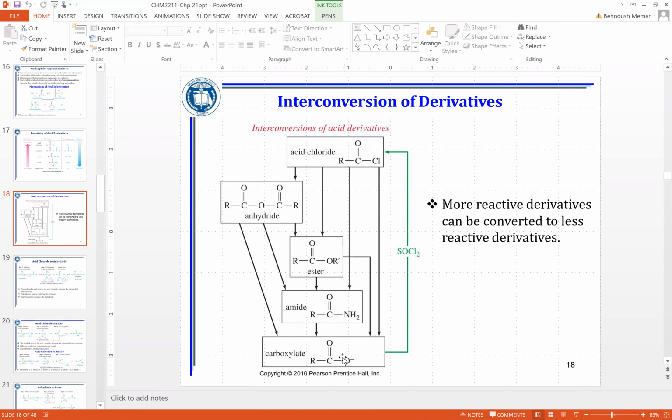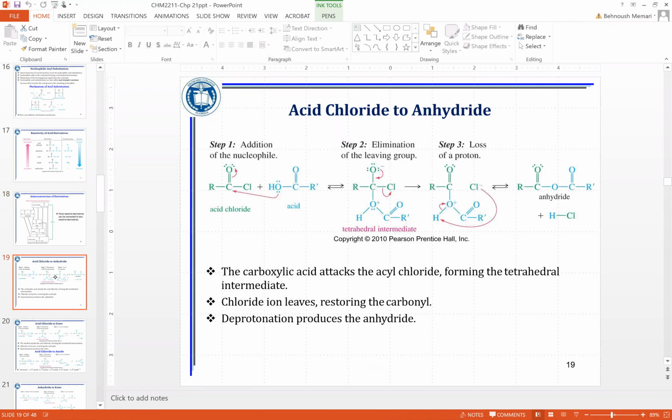But carboxylate or carboxylic acid to acid chloride is not spontaneous, because acid chloride is more reactive than the carboxylate ion. Acid chloride to anhydride: so basically you have your leaving group, which is the Cl. So you need your nucleophile, and the carboxylic acid would act as the nucleophile.